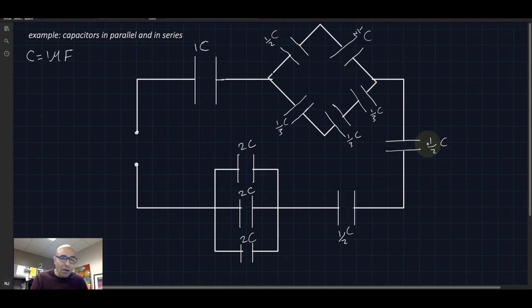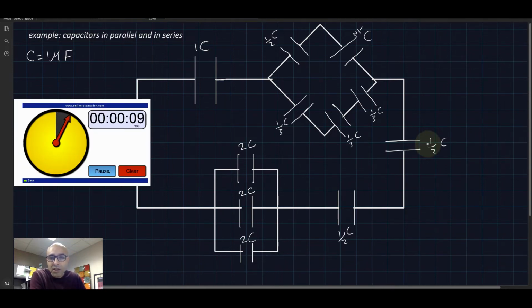Okay, there are actually at least 4 regions where you can start collapsing capacitors together. I will give you a clock of 10 seconds to think about that. Pause the video a little bit and try to do this problem on your own and see where you get stuck, or at least see where you can start. Okay? All right, thank you.